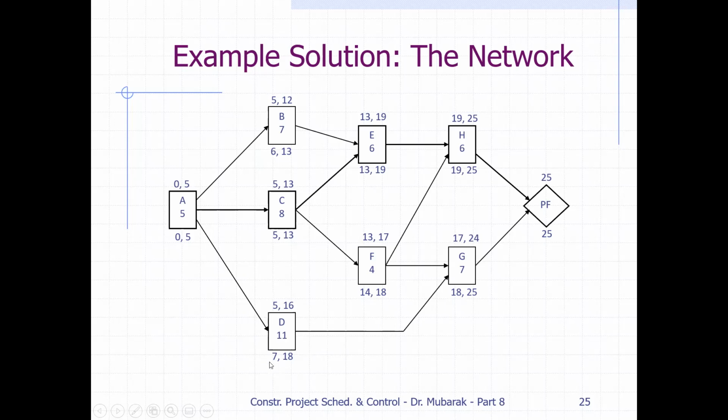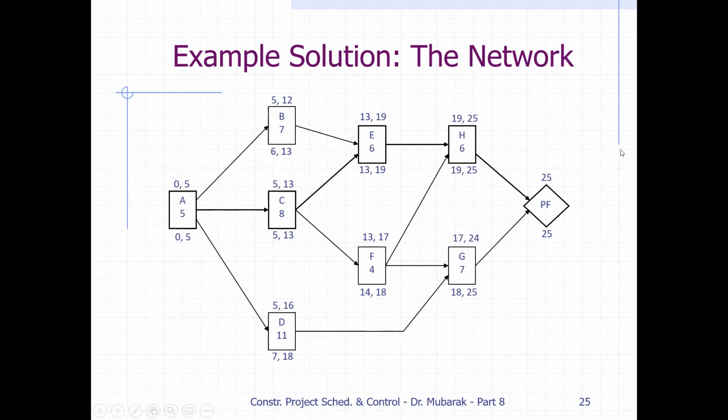So for D the late start is 7. For C it is 5. For B it is 6. So 5 comes here, minus 5 is 0. So we find the early start, early finish, late start, late finish. Then we should find the total float. And then we mark the critical path on this diagram.